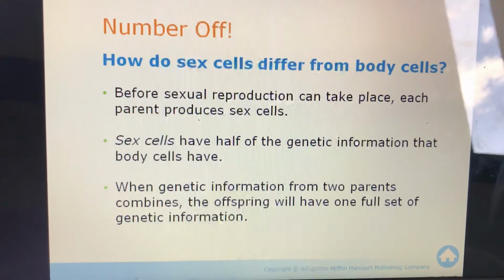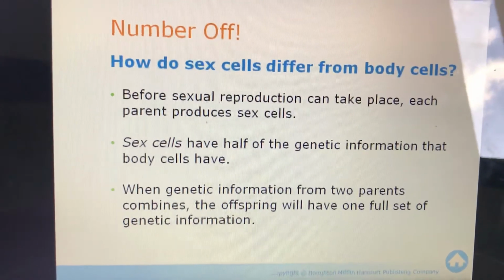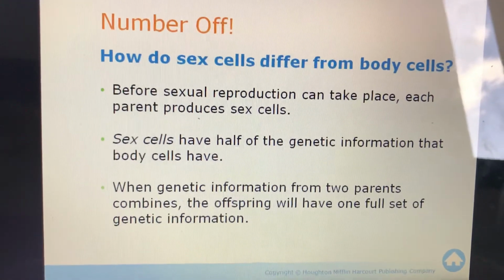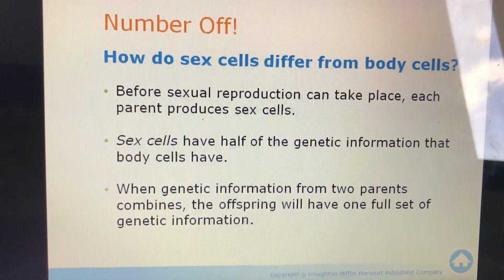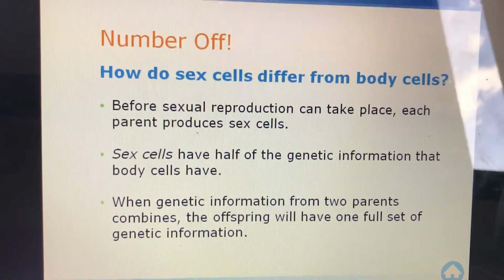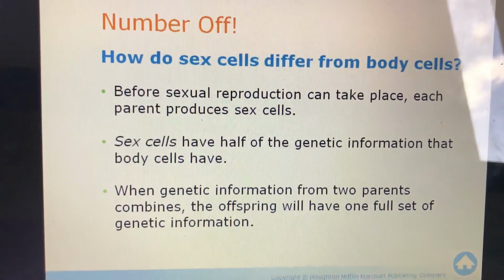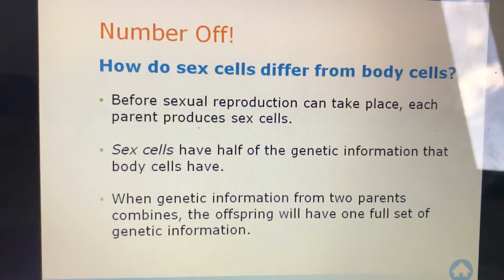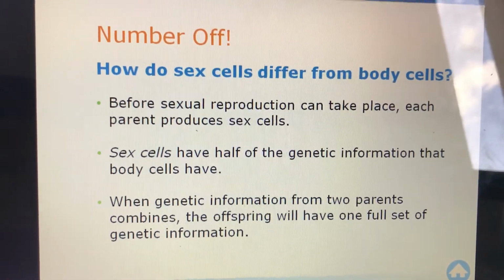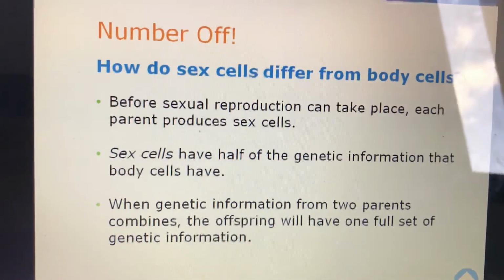So when I talk about combination of genetic information, I'm talking about fertilization, when a sperm cell fertilizes an egg cell. The sperm cell has 23 chromosomes and the egg cell has 23 chromosomes. Together they give me the offspring, which is the zygote that contains 46 chromosomes. So now you understand why I should have 23 chromosomes in the sperm and egg cell instead of 46.